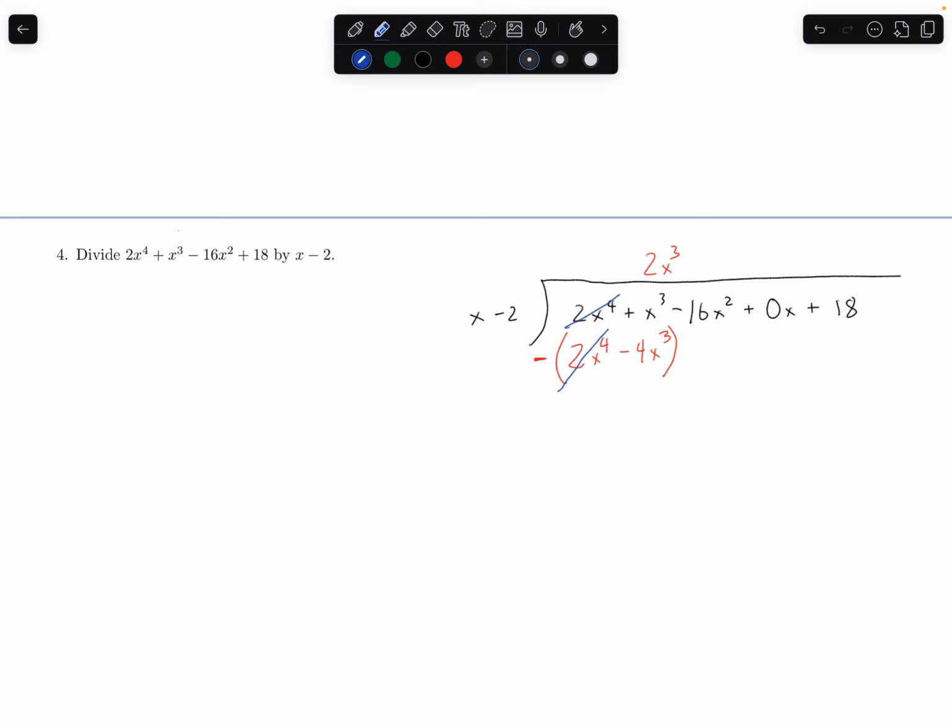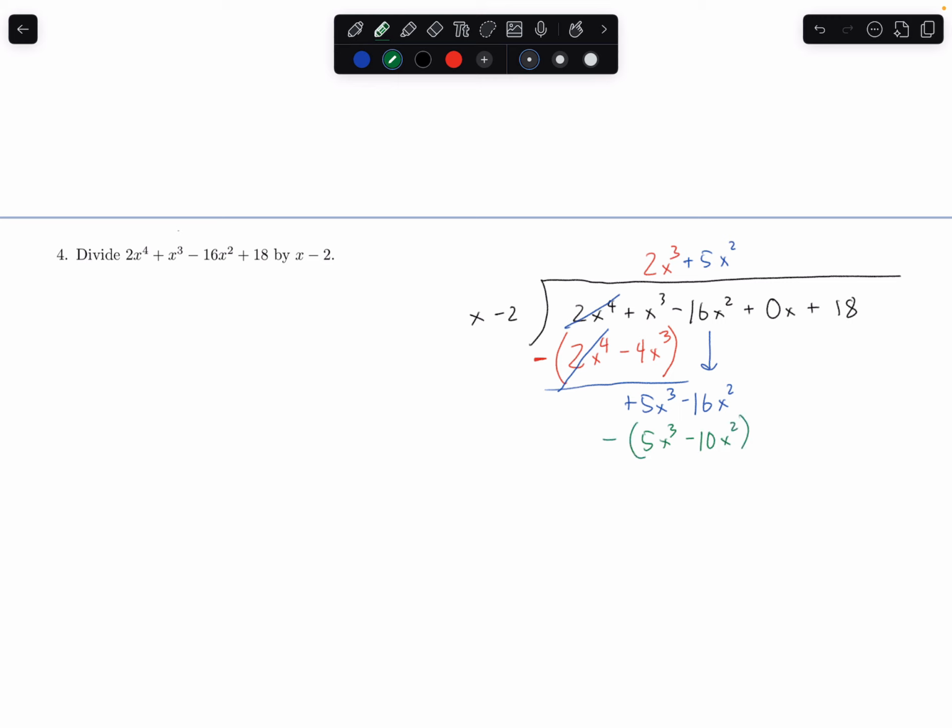I've got x cubed minus a negative, which means x cubed plus, which means it's going to be plus 5x cubed. And then just like with normal division, you're going to bring the next piece down. Now I'm looking, how many times does x, really just this part, x go into 5x cubed? The answer is 5x squared times. What's the result of multiplying 5x squared times x minus 2? It's going to be 5x cubed minus 10x squared.